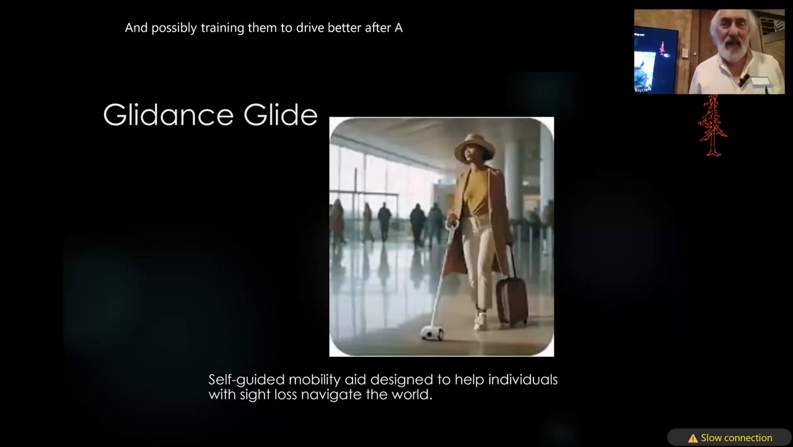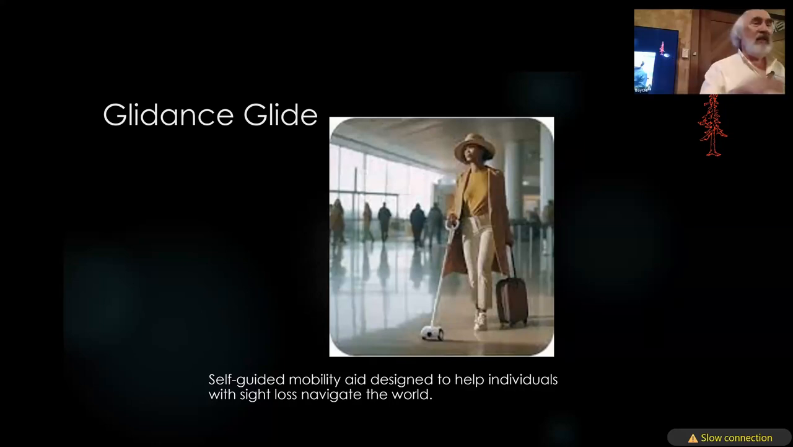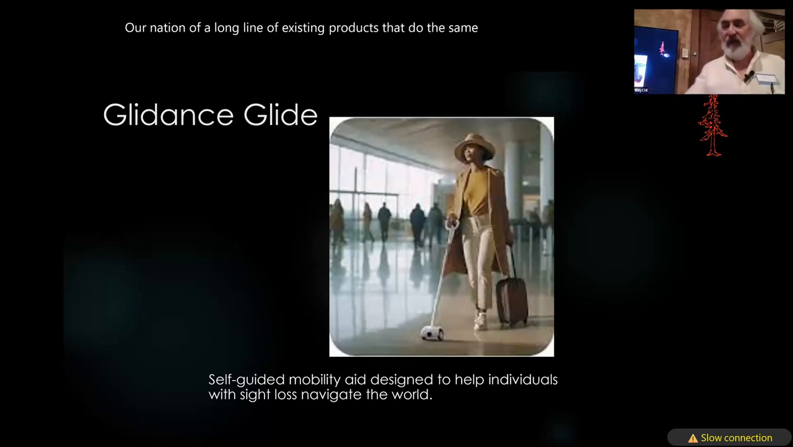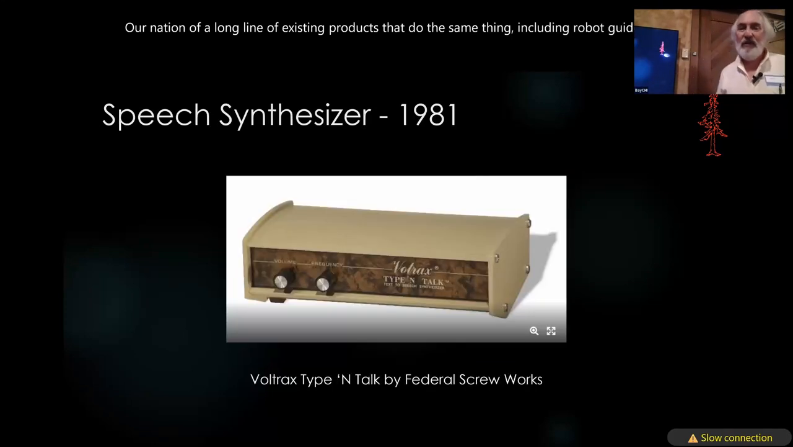This is another thing on the market. This is a guidance glide system. So this is a device that a person who's blind can use to seek out the free path. There's many versions of this that have been done over the years. So this is like nothing new, but it's a new product. It's just a reincarnation of a long line of existing products that do the same thing, including, you know, robot guide dogs, things like that.